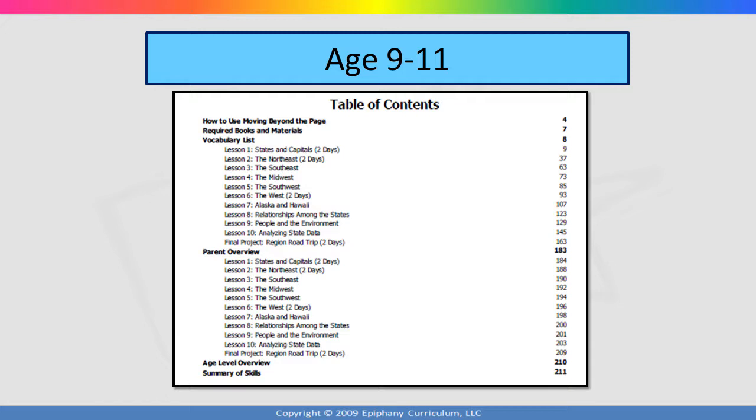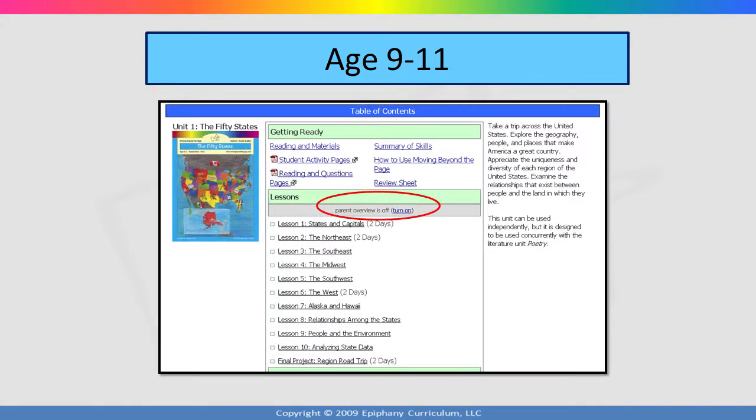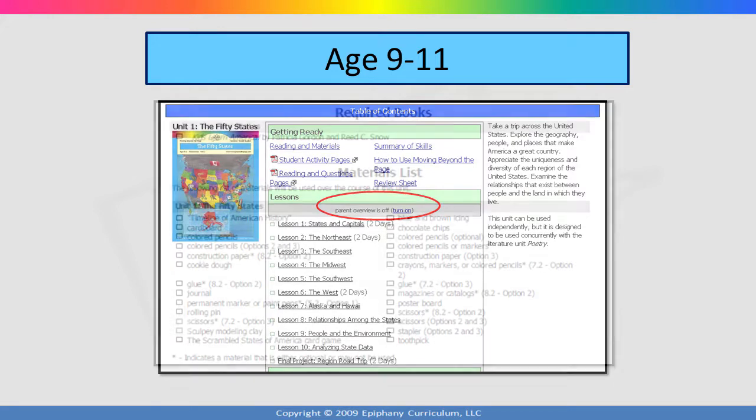Notice on the table of contents that there is a parent overview section that contains an overview for each lesson. The parent overview sections provide you with descriptions of each activity, answer keys, and suggestions for further exploration. If you are using the online version of the curriculum, you can just click the link that says Turn On for the parent overview. This will cause the parent overview sections to display within the lessons as you view them. If you have more than one computer, iPad, or smartphone, you can turn the parent overview on for your computer and leave it off for your child's computer. Otherwise, you'll just have to remember to turn it off when you're finished.